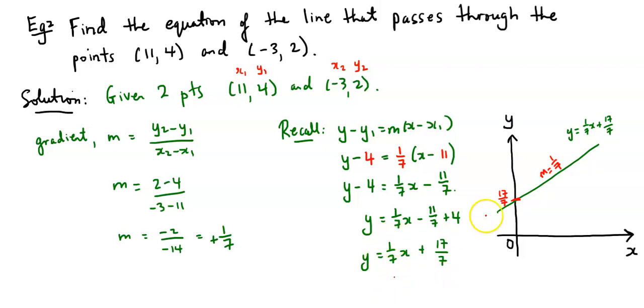Again, this is of the form y equals mx plus c, where m, the gradient, is 1/7, which is positive, so we have a positive gradient here. And the y-intercept is positive 17/7. Again, this is positive, so it's going to lie above the x-axis. We draw a line here, and this is our sketch of the graph.